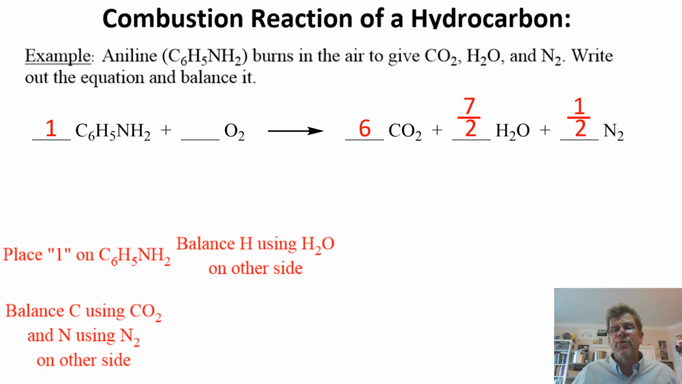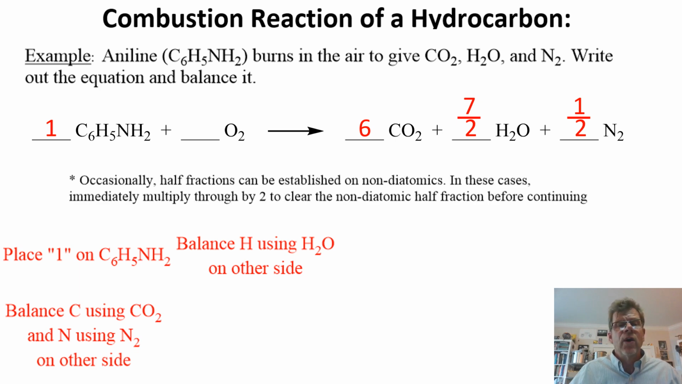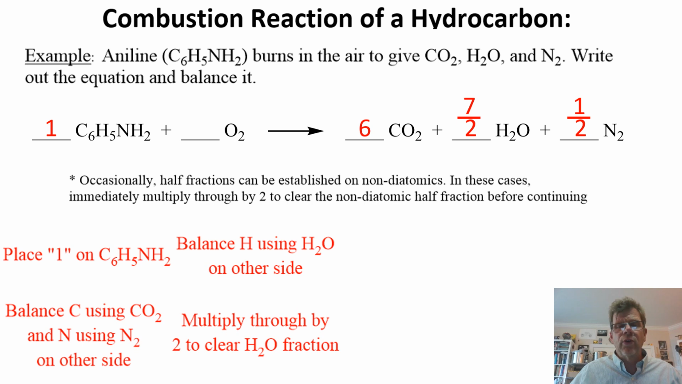We're going to multiply through, even though, now look, we haven't even been able to put a number in for oxygen. We have an emergency. We have to multiply through with the numbers that we have by 2. We have to do that. So occasionally half fractions can be established on non-diatomics, but it's an emergency situation. In these cases, we immediately multiply through by 2 in order to clear the non-diatomic half fraction. So let's do that. Multiply through by 2 to clear the H2O fraction. There it is. I did that all the way through.